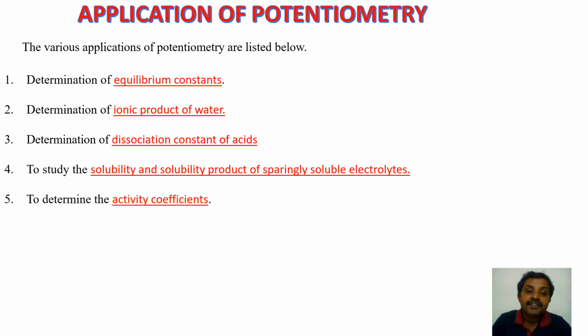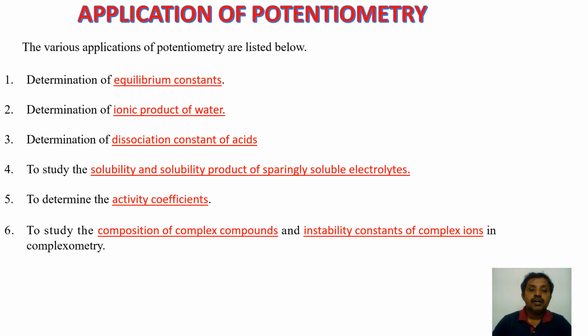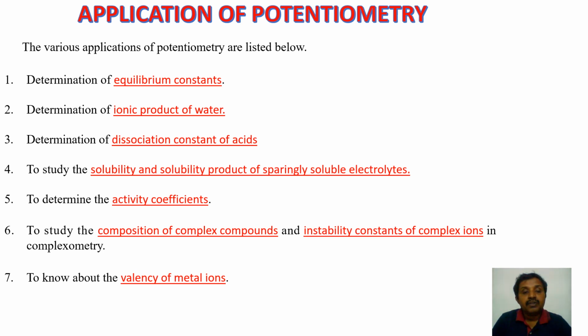To determine the activity coefficients, potentiometry is used. To study the composition of complex compounds and instability constants of complex ions in complexometry, potentiometry is used. To know about the valency of metal ions, potentiometry is also used.